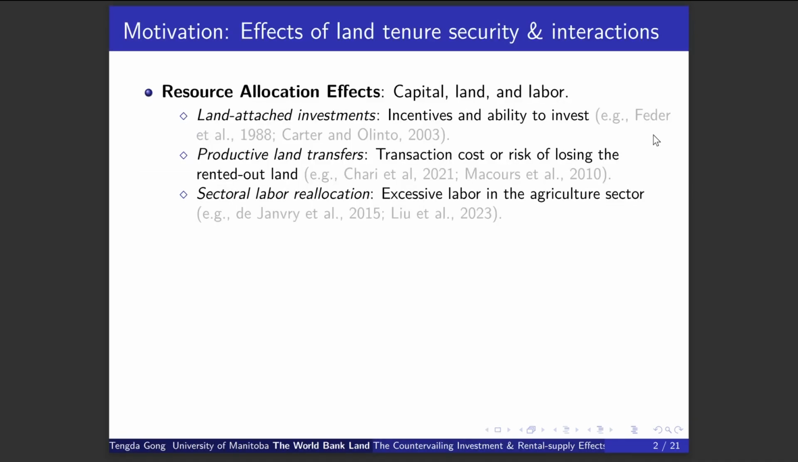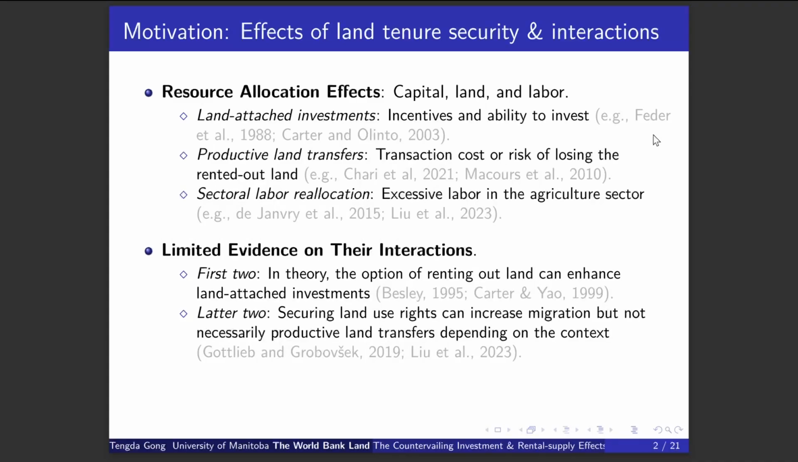So there's a lot of literature talking about the extensive resource allocation effects. I only mention a couple of them that are relevant for the topic. You can boost land-attached investment if you increase tenure security. You can also boost productive land transfers or sectoral labor allocations. There are more effects you can mention, like gender empowerment. Here I focus on the interaction of two of these.